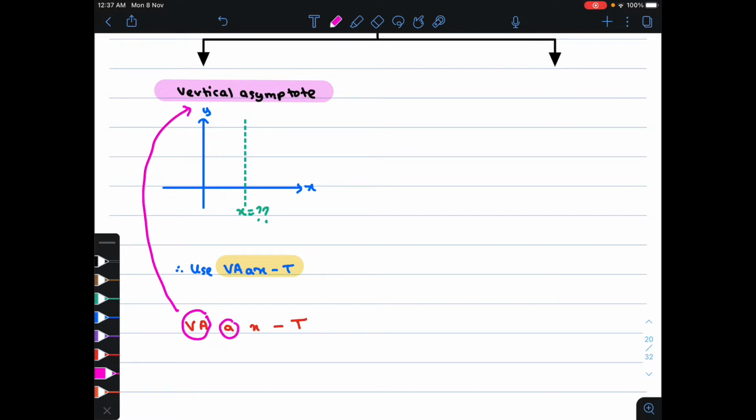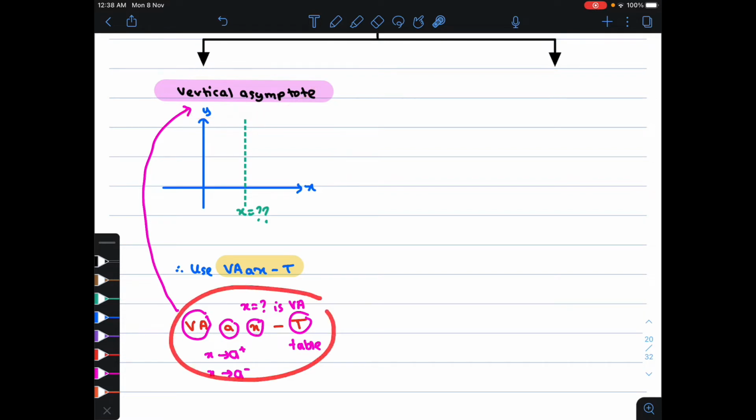And for the small a here, you need to find what happens to the graph as x approaches a from the right hand side and x approaches a from the left hand side. This small x means that you need to state at the end x equal to something is the vertical asymptote. And the final step is to use T, which stands for table. This means that whenever you need to find vertical asymptote, you need to do these steps.